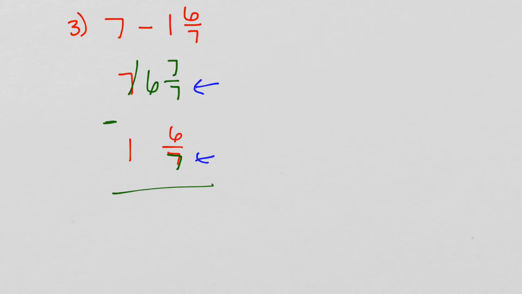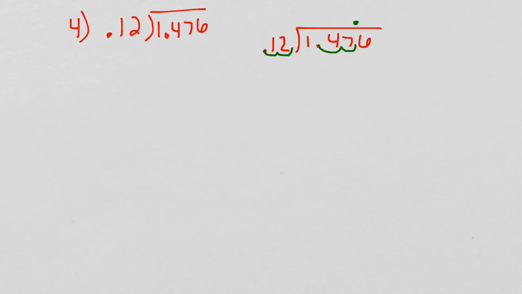And I can go ahead and take 7 minus 6 and get 1 over 7. And I can take 6 minus 1 and get 5. So my answer is going to be 5 1/7.